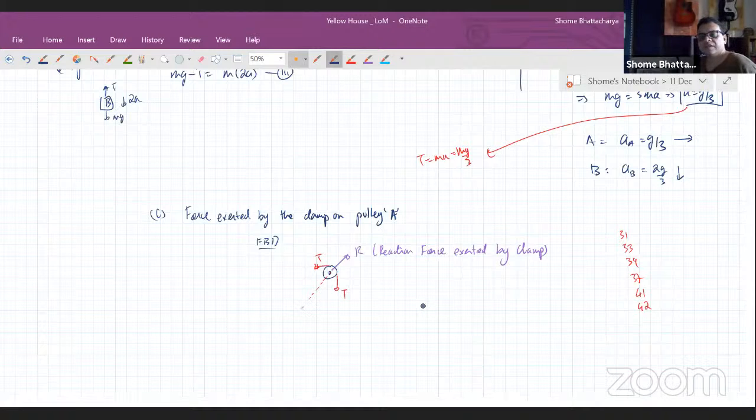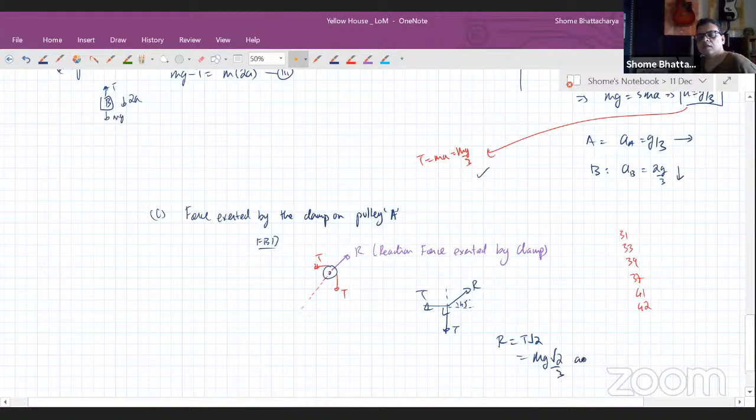So the vector sum of T and T, which is at 90 degrees, has to be balanced by this reaction force. So you can see that the reaction force will be T root 2 in magnitude, and it will be at an angle of 45 degrees. So now you can see T was this much. So mg root 2 by 3 at 45 degrees with respect to the horizontal or vertical, whatever you write. That will be the reaction force at the hinge.